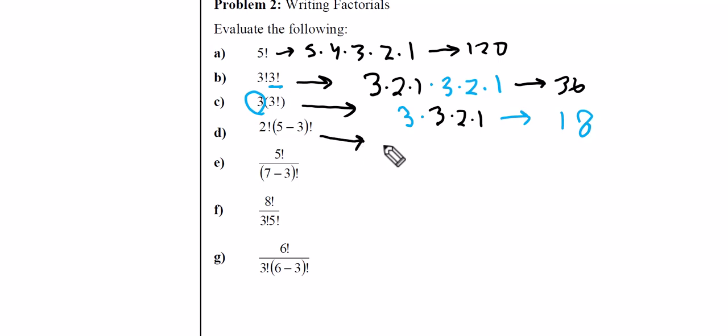This one here, 2 factorial is 2 times 1. What's 5 minus 3? Remember, we do order of operations, so we do the inside first. 5 minus 3 is 2. Right? So this whole thing is 2 factorial. And there's a factorial on the outside. So that makes this 2 times 1.